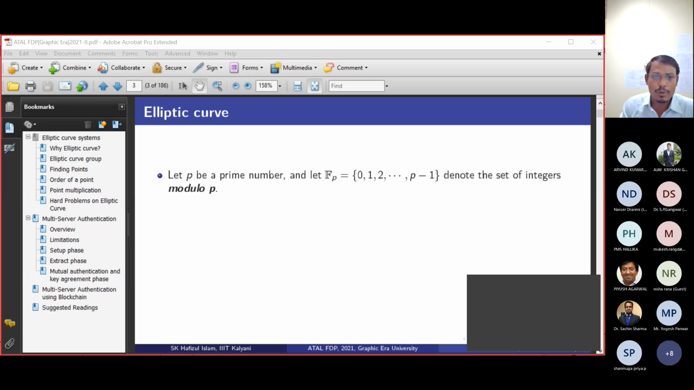If I take a small set, suppose my p is 5, which is a prime number, so Z_5 we can define as 0, 1, 2, 3 and 4, and Z_5 star we denote as 1, 2, 3, 4. Why are we taking this? This is not true for every integer. If p is prime, then only 1 to p minus 1. If it is a composite number, the set will change.